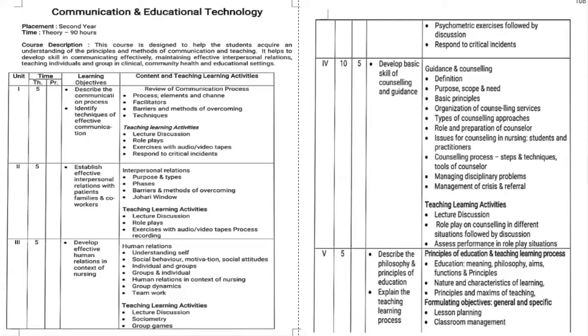There is, for example, simple to complex, complex to simple, easy to hard, hard to easy. Like that are the maxims of teaching. In future class, you will get to know what the different maxims of teaching are. This is unit 5, about the principles of education and teaching learning process.